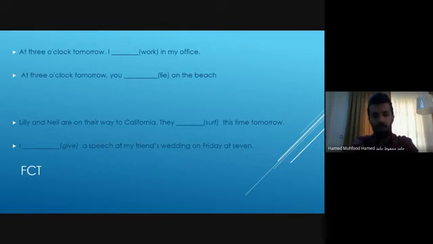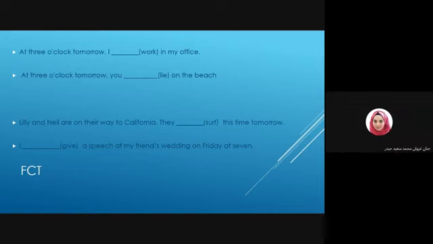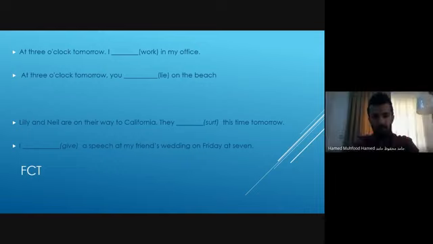The last one, I give a speech at my friend's wedding on Friday at 7. Hanan? I will be giving a speech at my friend's wedding on Friday at 7. Yes. Again, I am presenting a specific period of time in the future.